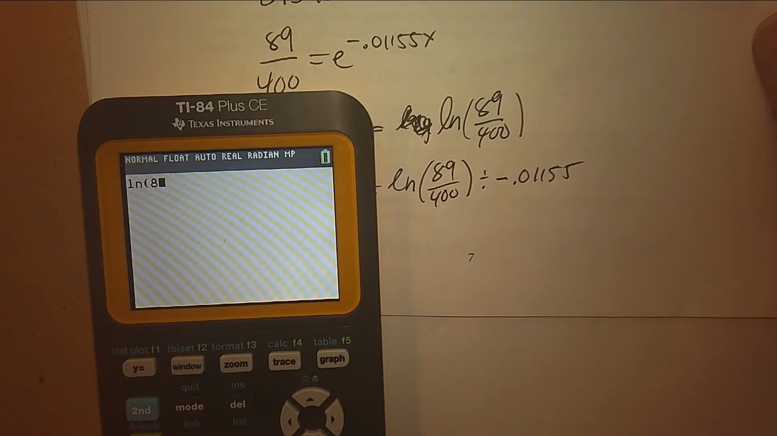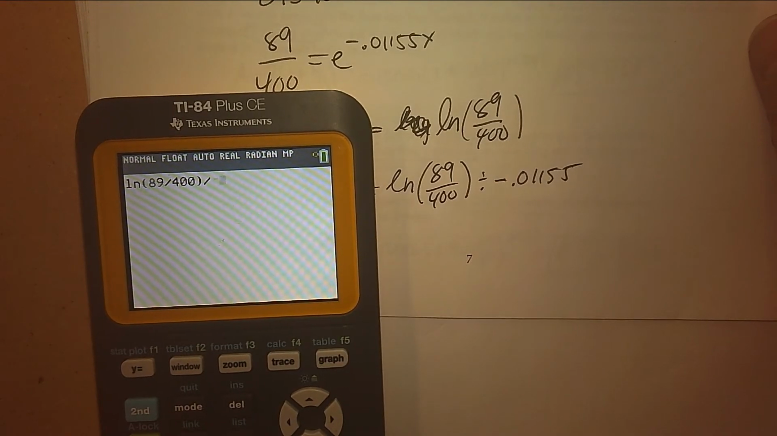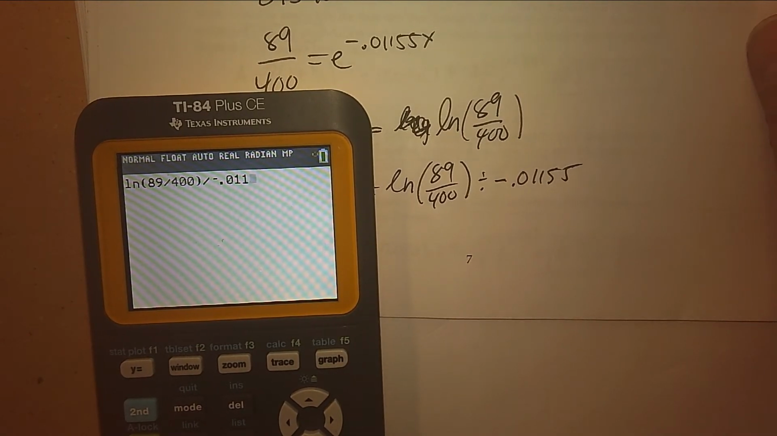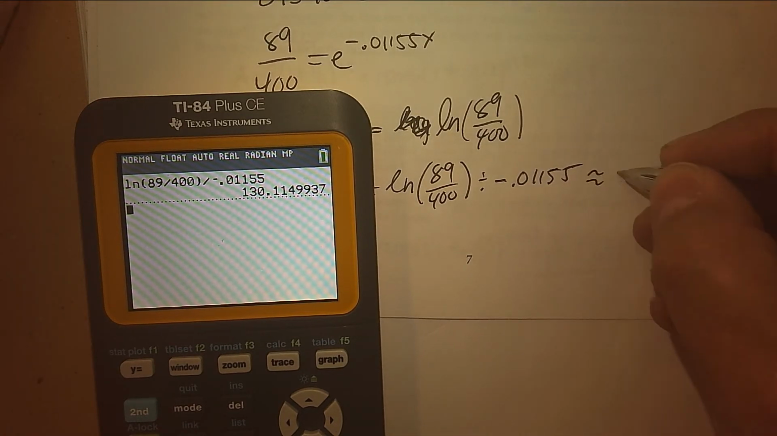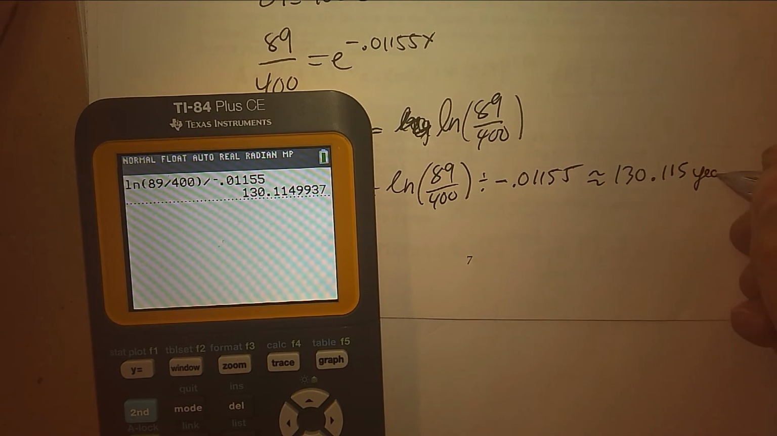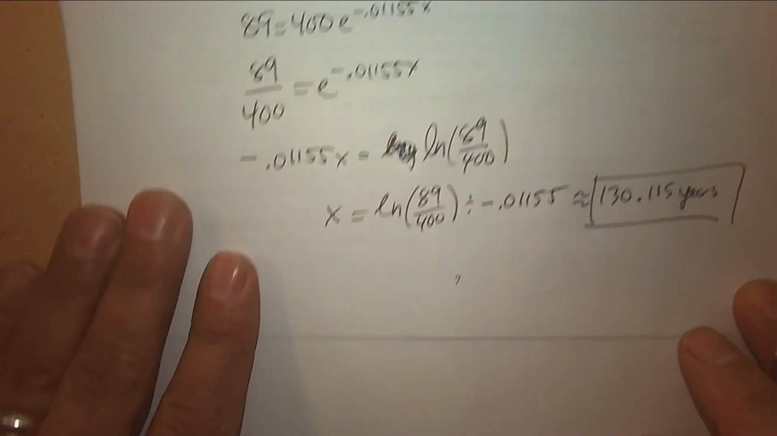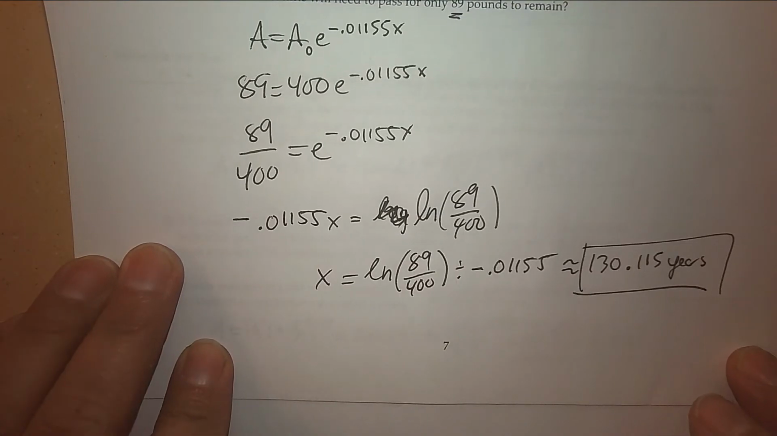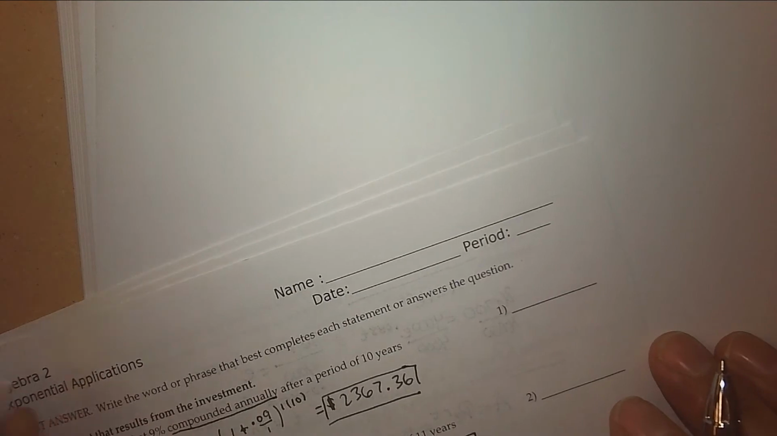So ln of 89 divided by 400, divided by negative 0.01155. So it's about 130.115 years. So about 130 years. It'll start at 400 pounds and decrease to 89 pounds. That's how many years it would take. All right, turn the page, last page.